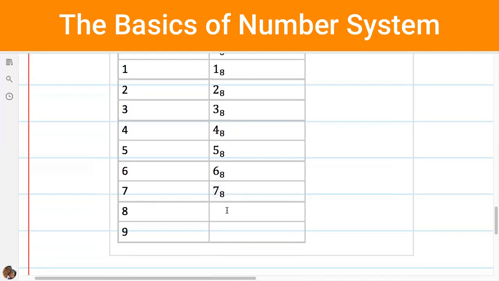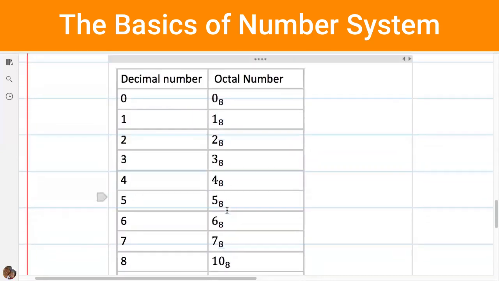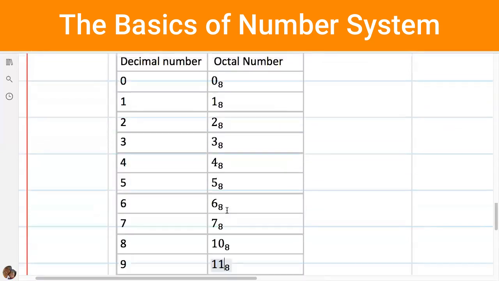But take note, in octal number, there is no 8. Thus, it will be represented as 1 and 0. The first digit will go back to 0, and it will carry 1 to the next digit. That is why it becomes 1, 0. In octal, that is equivalent to 8. Now, decimal 9 in octal is 1, 1. So that is the representation of decimal number system to octal number.